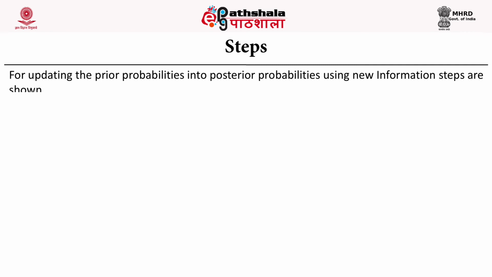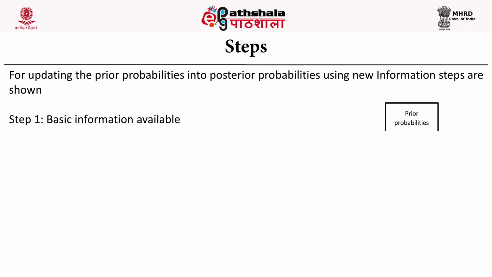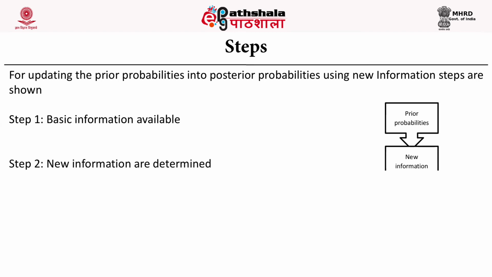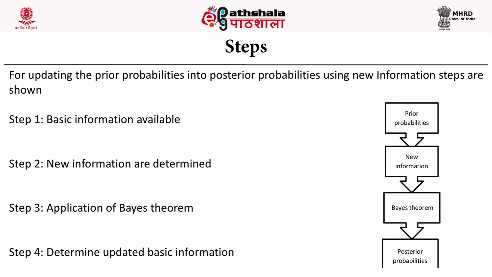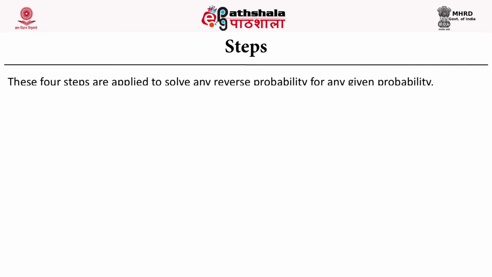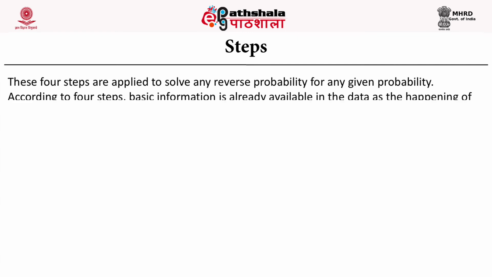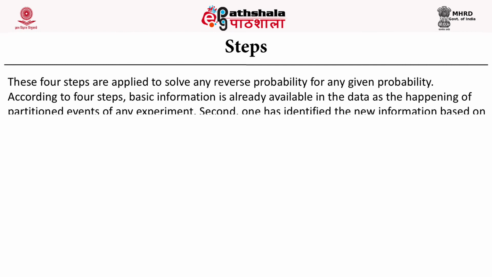So these are the steps that we have to follow to find the Bayes probability or posterior probability. For updating the prior probability into posterior probability using new information, the steps are: first, the basic information is available. Second, new information is determined. Third step is application of the Bayes theorem, and fourth is to determine the updated basic information. So these four steps are applied to solve any reverse probability for any given probabilities.